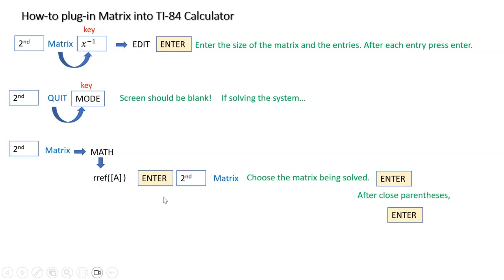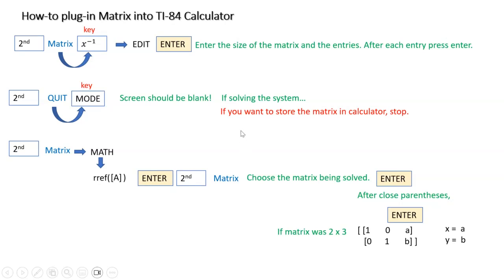Then you enter to get the answer. If it was a 2 by 3 matrix, then the answer should look like this, which is x equals A and y equals B. Now, if you're adding or subtracting matrices, not solving, you want to store the matrix in the calculator, and then you go get the other one and the other one, and then you do the operation. This should be a guide on how to enter these matrices in the calculator, or you can also Google it and go to YouTube.